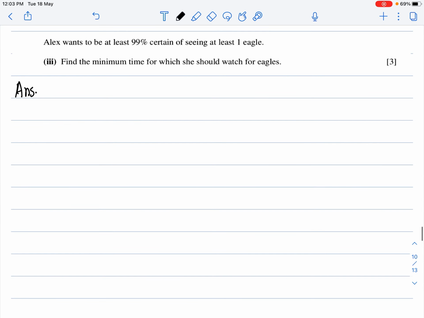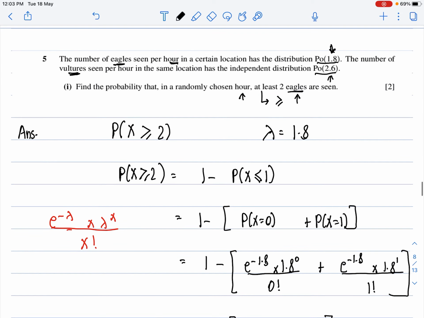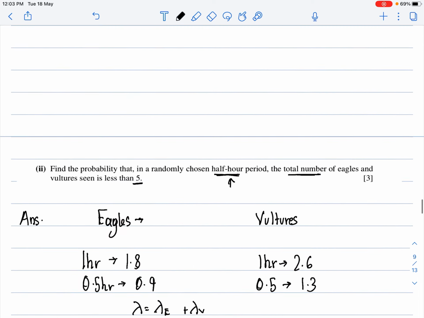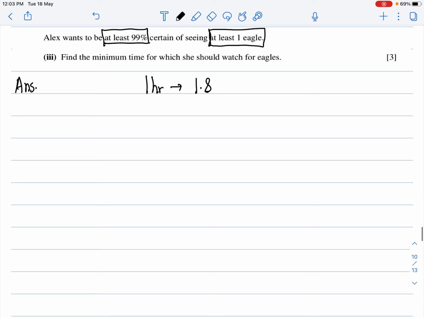Now, Alex wants to be at least 99% certain of seeing at least one eagle. Find the minimum time for which she should watch for eagles. So in 1 hour, my lambda for eagles I know is 1.8, correct? Which we got here in 1 hour. So now they are asking us to calculate the time. So we can take the time as t hours. So my lambda will be 1.8t, correct?